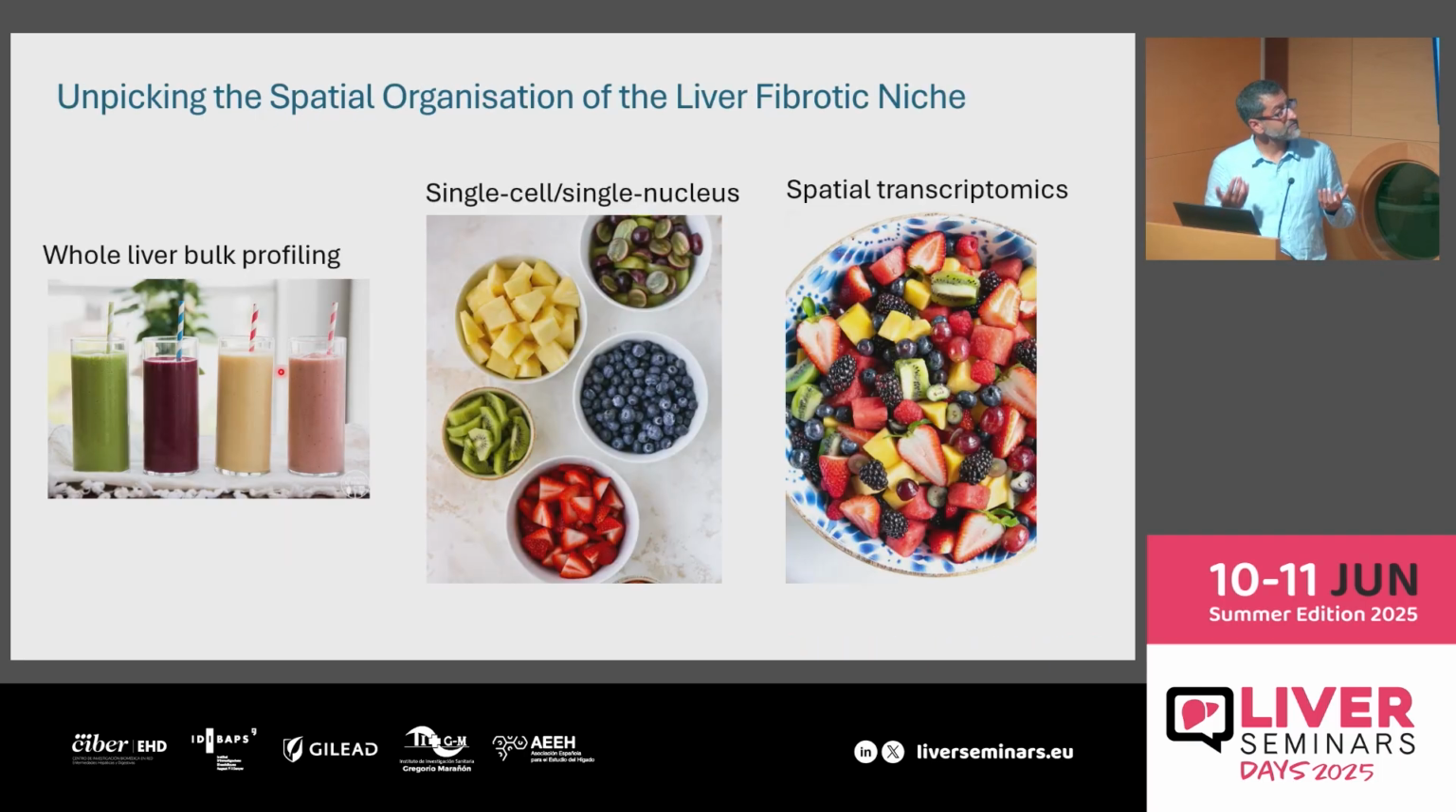And in the single cell field, an analogy that's often drawn is that bulk sequencing is like a smoothie. You can tell broadly the differences between different groups. With single cell, we've partitioned the smoothie into its constituent parts, so we know which fruit is actually in the smoothie. But what we now really need to know is how that fruit is organized, how these cell types are organized within these areas of fibrosis.